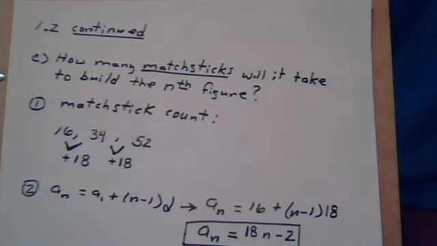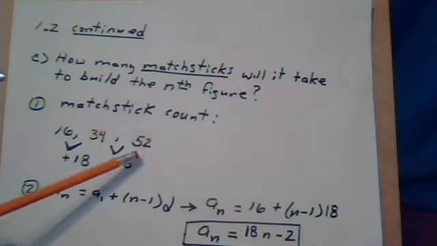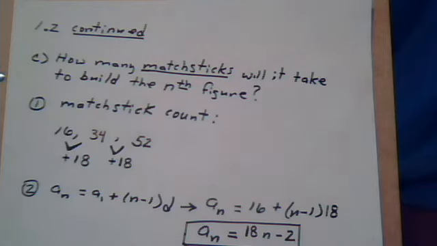In C, they're asking for how many matchsticks it will take to build the nth figure. So now they're talking about matchsticks. They're not talking about squares. So we have to go back to those 3 figures, and instead of counting the squares, count the number of matchsticks. And if you count them, you'll see that the first one had 16 matchsticks, the second figure 34, and the third 52 matchsticks. Notice this also forms an arithmetic sequence since you're adding the same amount to get from one term to the other.